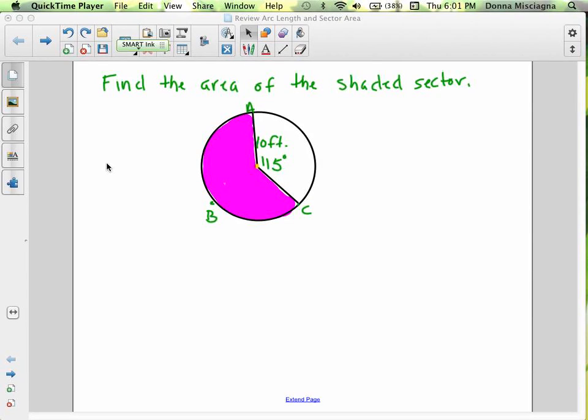Let's review arc length and sector area. First, let's find the area of the shaded sector. Now, when you're asked to find the area of a shaded sector, make sure you find the area of the shaded sector and not some other sector in the circle.